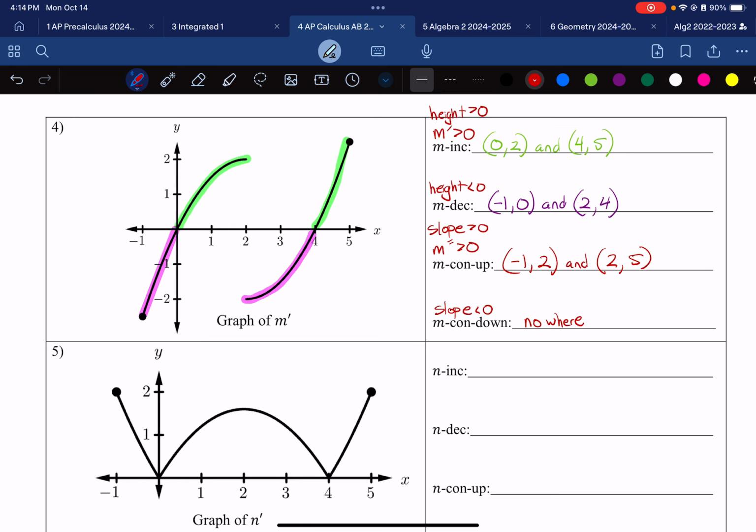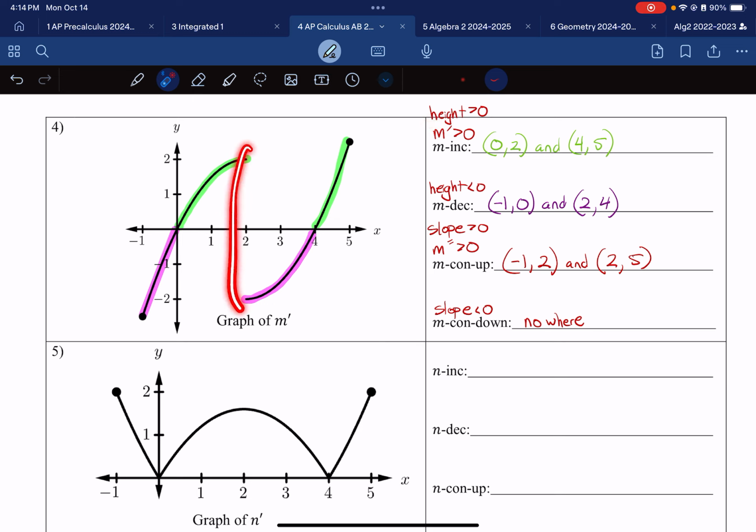All right, let's go ahead and label the graph with everything that we need. Let's first do a critical value. That's usually the first step. Critical value is where you have a height, in this case, because height is m prime, where m prime is equal to 0 or m prime does not exist. Whereas a height equal to 0 or a height not exist.